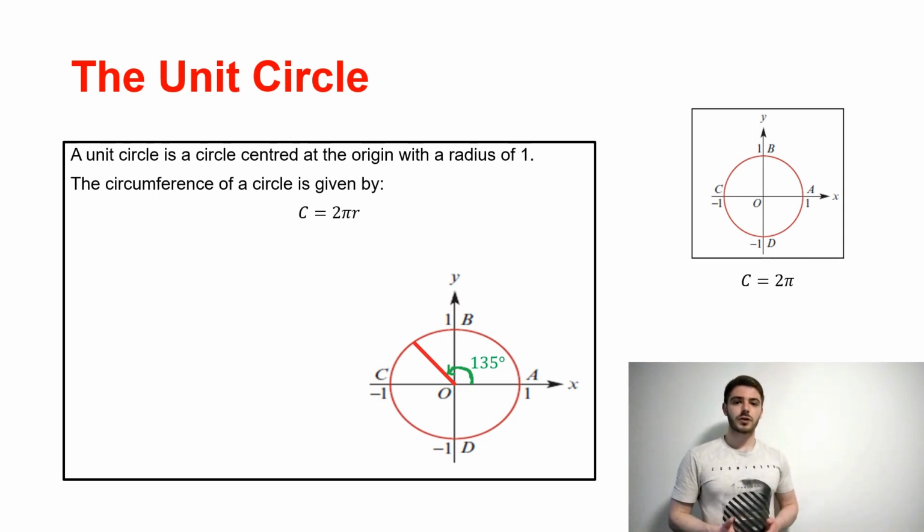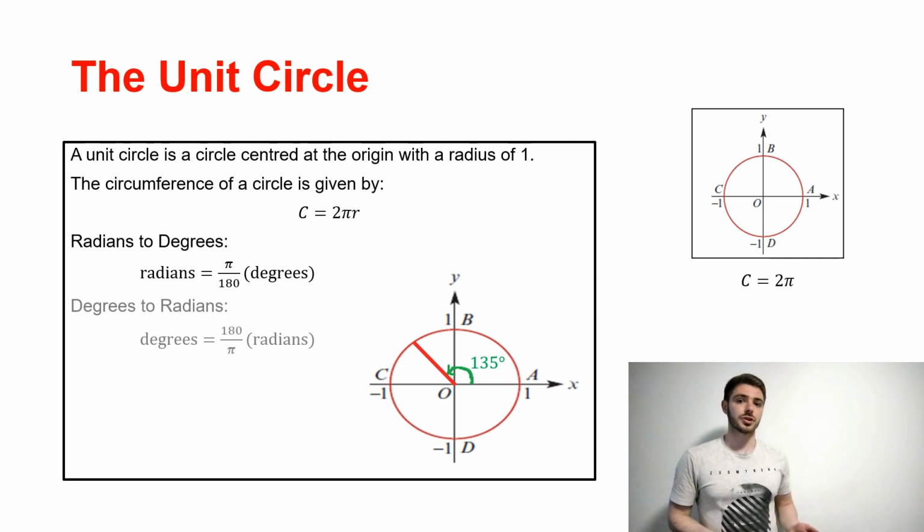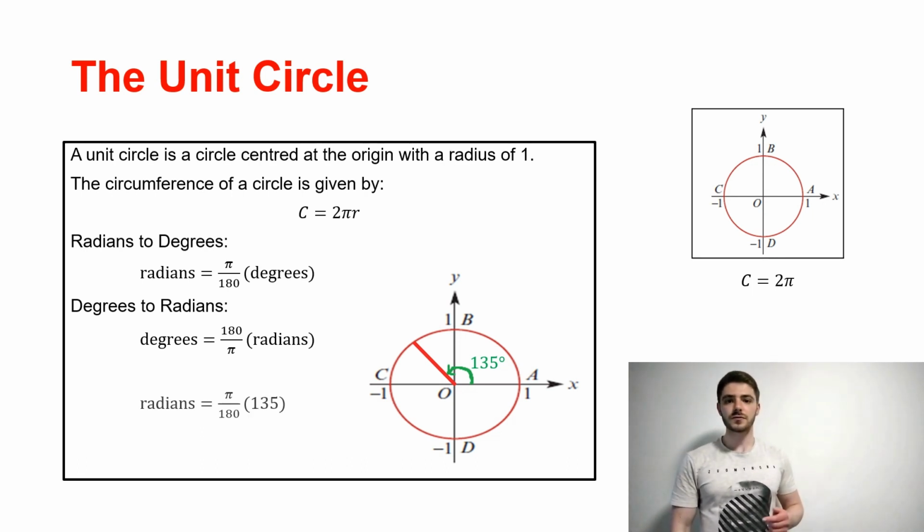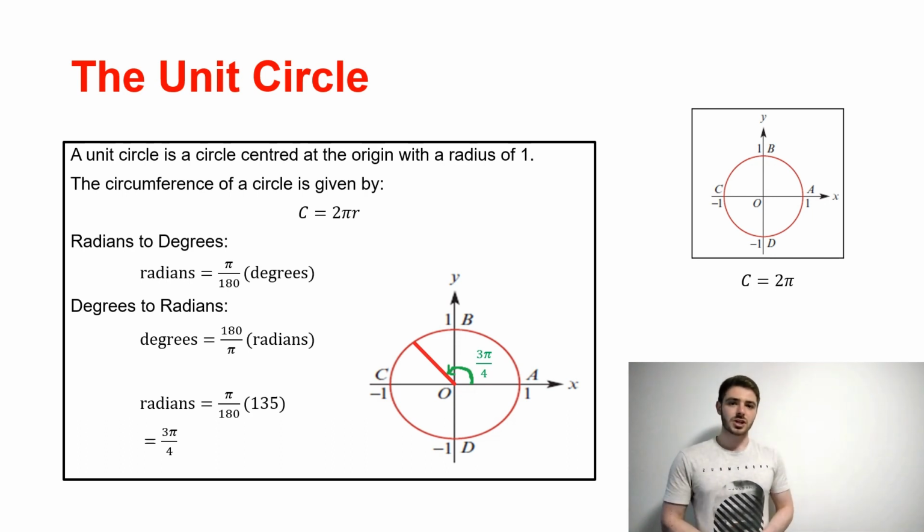We can convert from radians to degrees, or from degrees to radians, using the following equations. For example, if we wanted to convert 135 degrees into radians, we could use this formula and get the result 3 pi on 4. Most of the time in math methods, you'll be given your angle in terms of radians. So if you have a CAS, I would recommend going into your document settings and changing the angle from degrees to radians. You can always change back later, but most of the time, you'll be required to use radians.